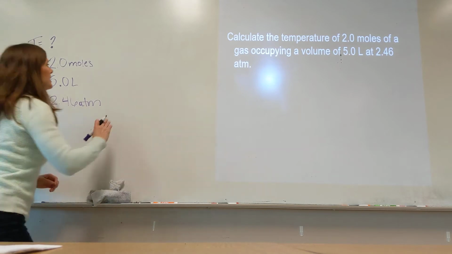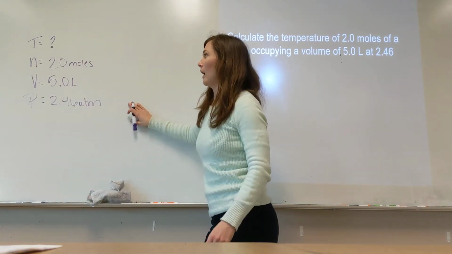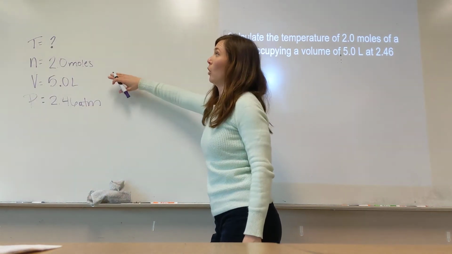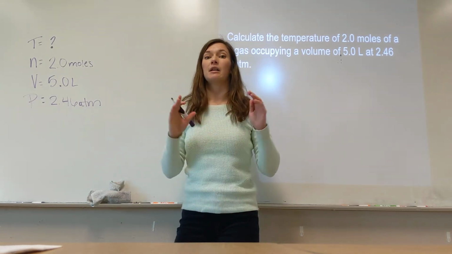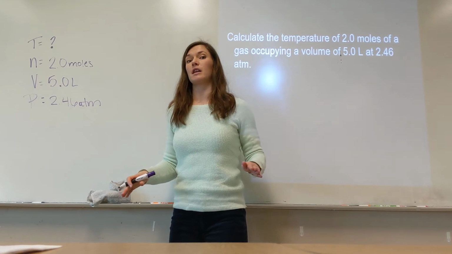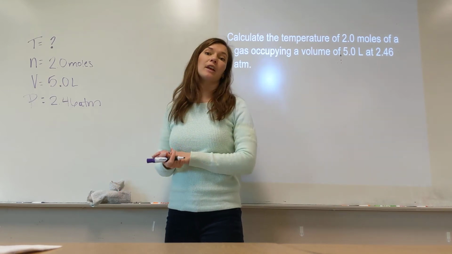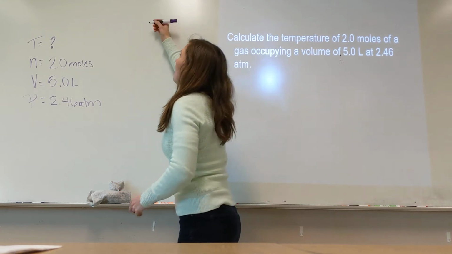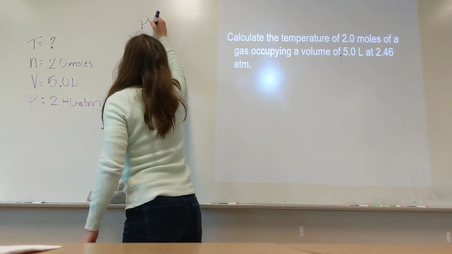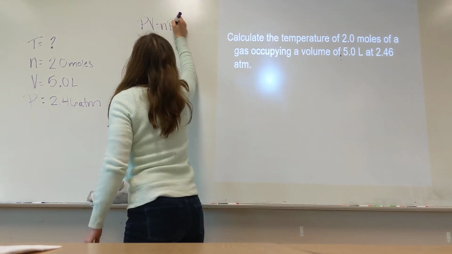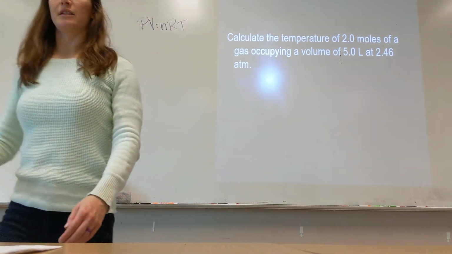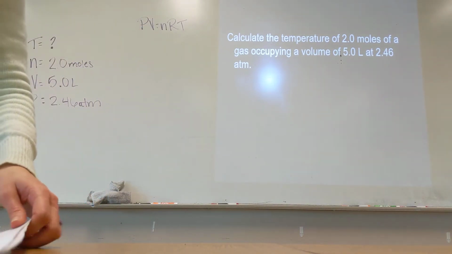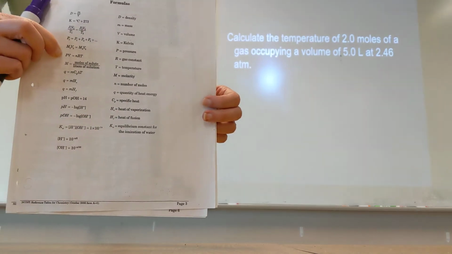So as I look at this, I'm given 1 pressure, 1 volume, and 1 temperature. So that is a big indication to me that I have an ideal gas law problem. The ideal gas law is PV equals nRT. If you don't remember that, it is in your reference packet on page 3, PV equals nRT.